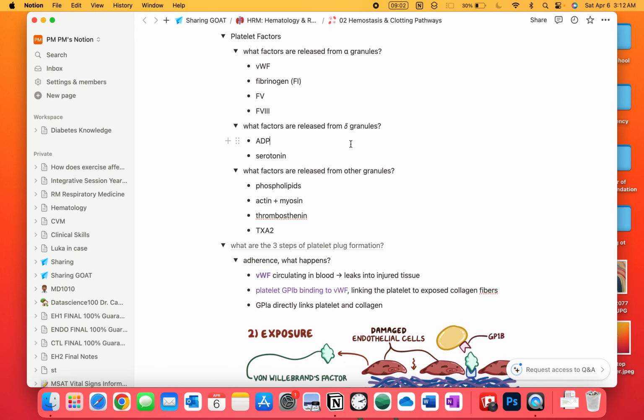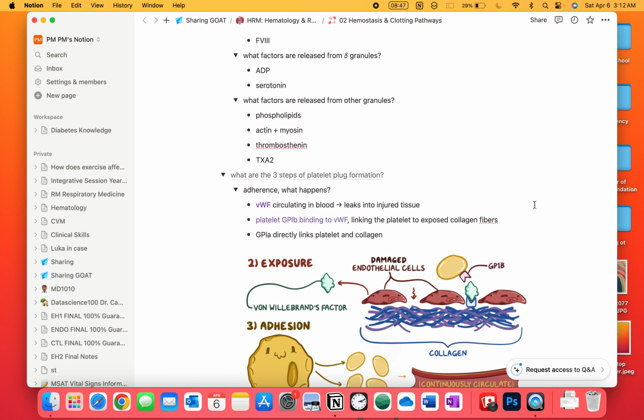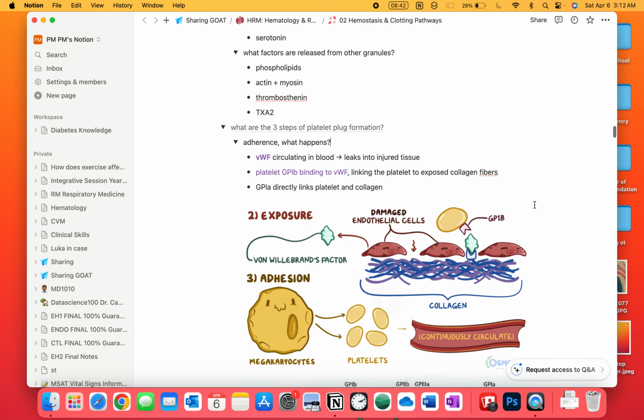What factors release from beta granules? ADP, serotonin. Now, what factors are released from other granules? Phospholipids, actomycin, thromboxane A2, thrombosthenin. What are the 3 steps of platelet plug formation? So you're going to have adherence, or kind of circulating and getting all the things that you need. You're going to have activation, so activating the things you have collected, and aggregation, which is them all just clumping together. That should help quite a bit.